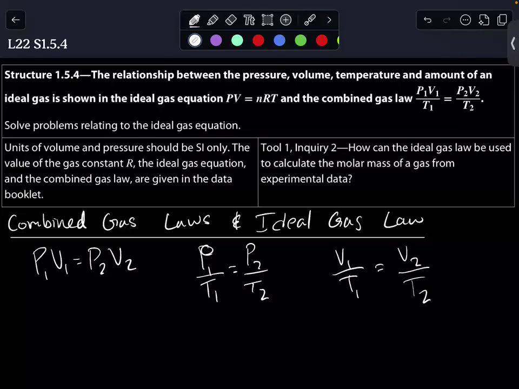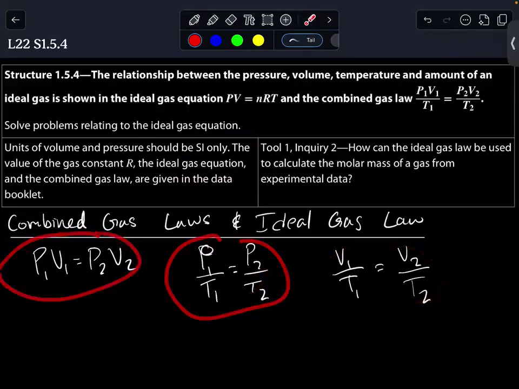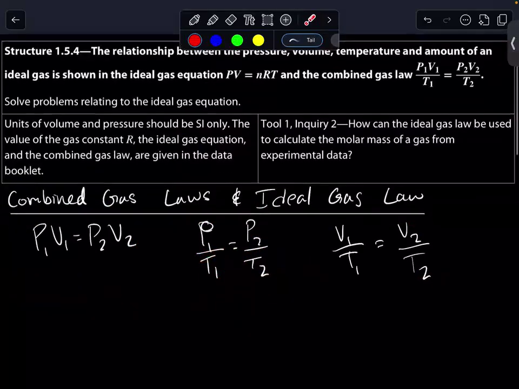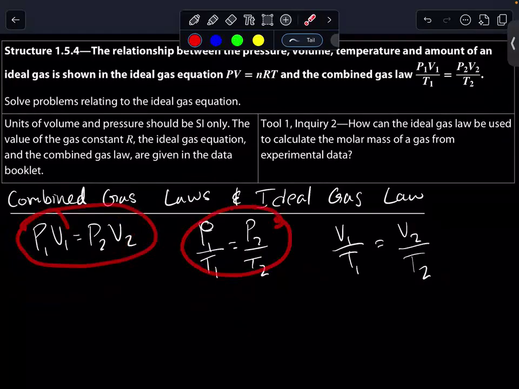Now, something you may notice about these is they all just show that these variables always stay constant. So P1 over T1 is equal to some constant, which is how we can get P2 over T2. Furthermore, they assume that all other variables are constant. So in our first law, we assume temperature and moles are constant. In our second law, we assume volume and moles are constant. And in our third law, we assume pressure and moles are constant.